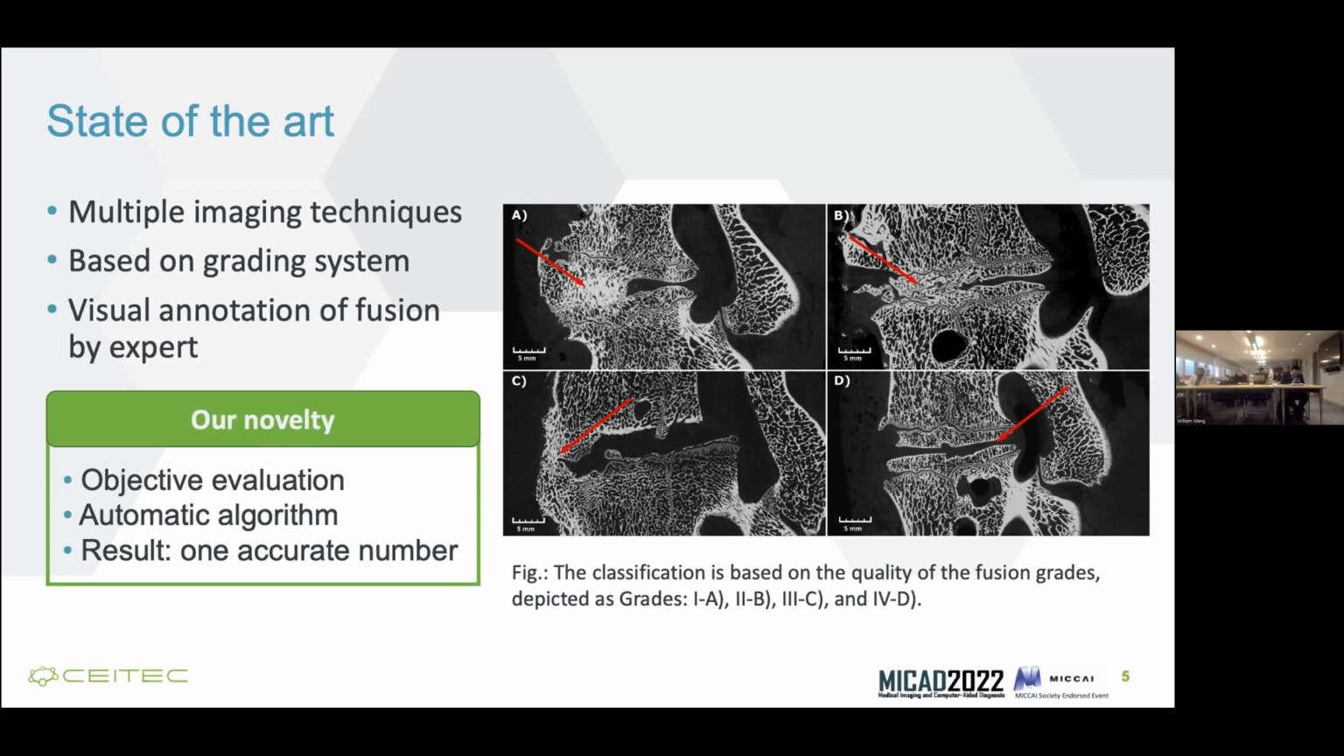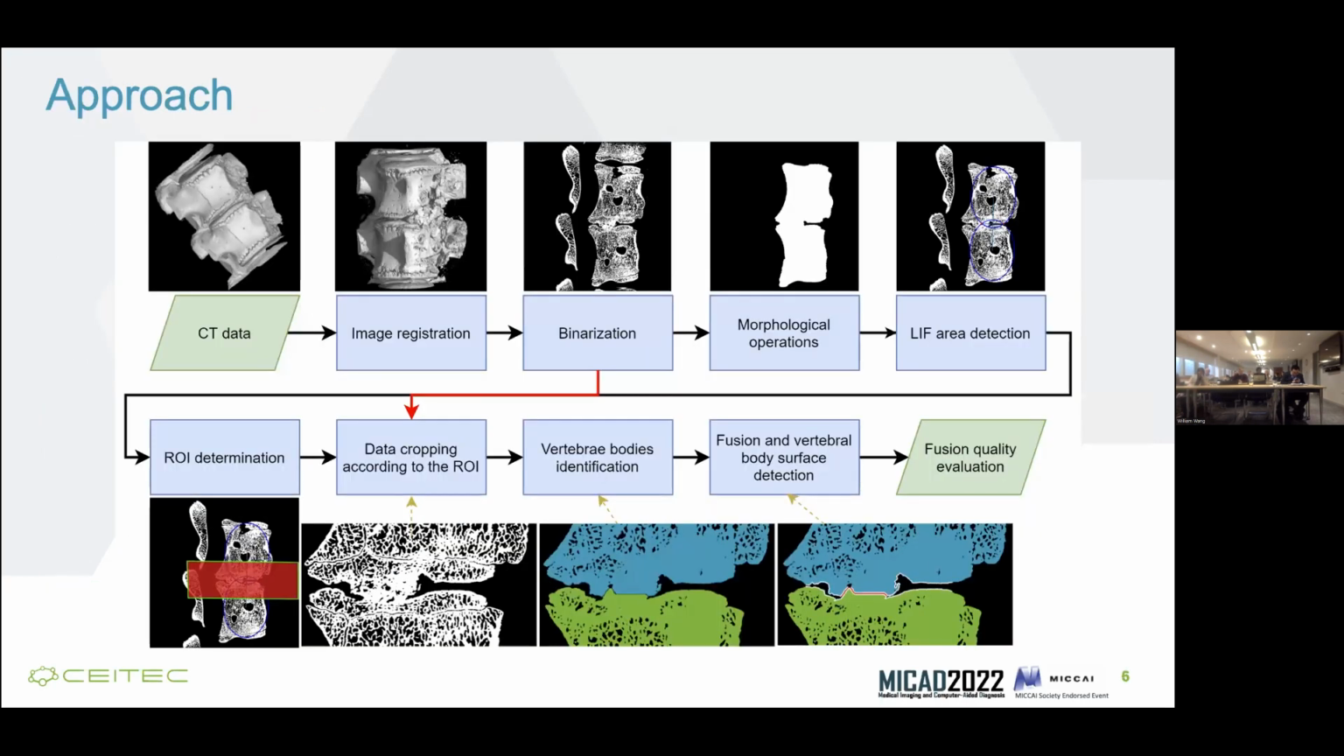And because we wanted to do this comparative study of biomaterials, we wanted to develop a novel algorithm which works objectively, which means automatically, and gives as a result just one accurate number on how good the fusion quality actually is, not those categories. So there is a proposed approach for how this can be achieved.